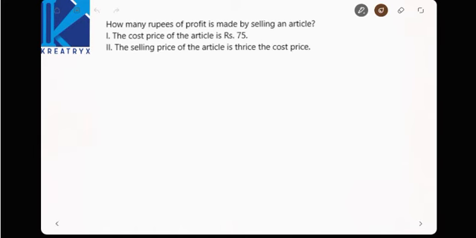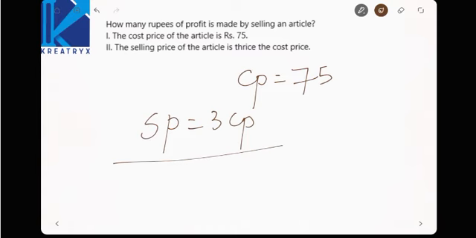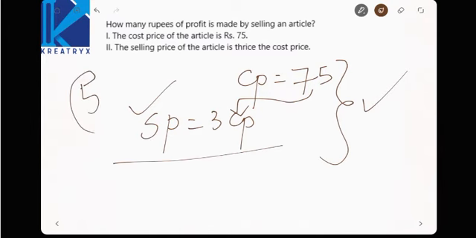How many rupees of profit is made by selling an article is the question it seems. From the first statement, you can find out the cost price as 75. From the second statement, the selling price of the article is 3 times the cost price. By using both statements together, we can shortly see here, substitute the first statement here. Can you get the SP? Yes, you can get the SP. No need of more; you can get the answer, right? So the answer is by using both statements together. Fifth option.